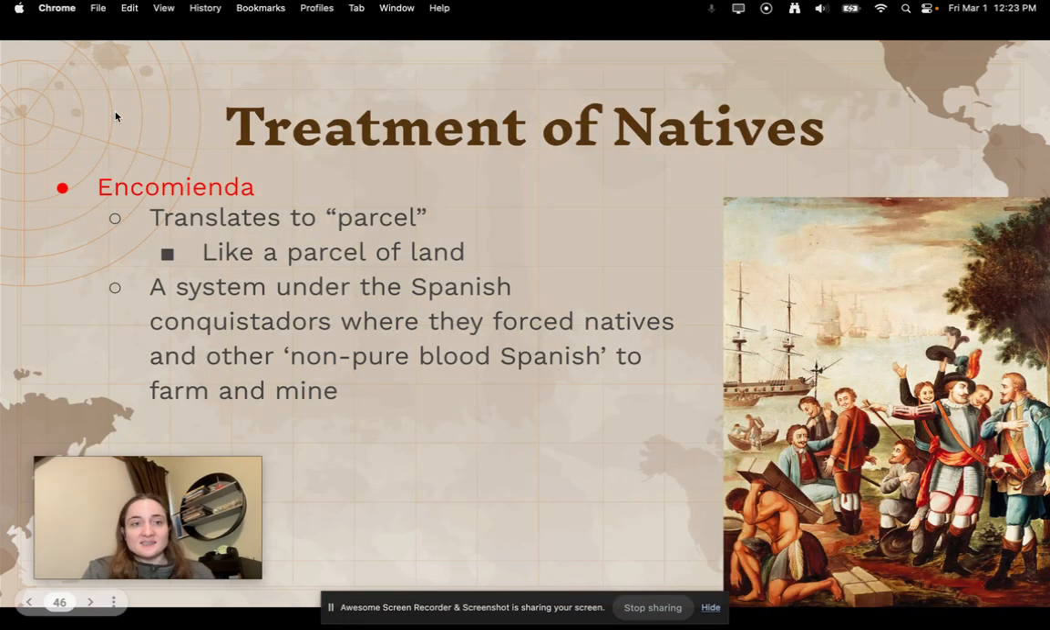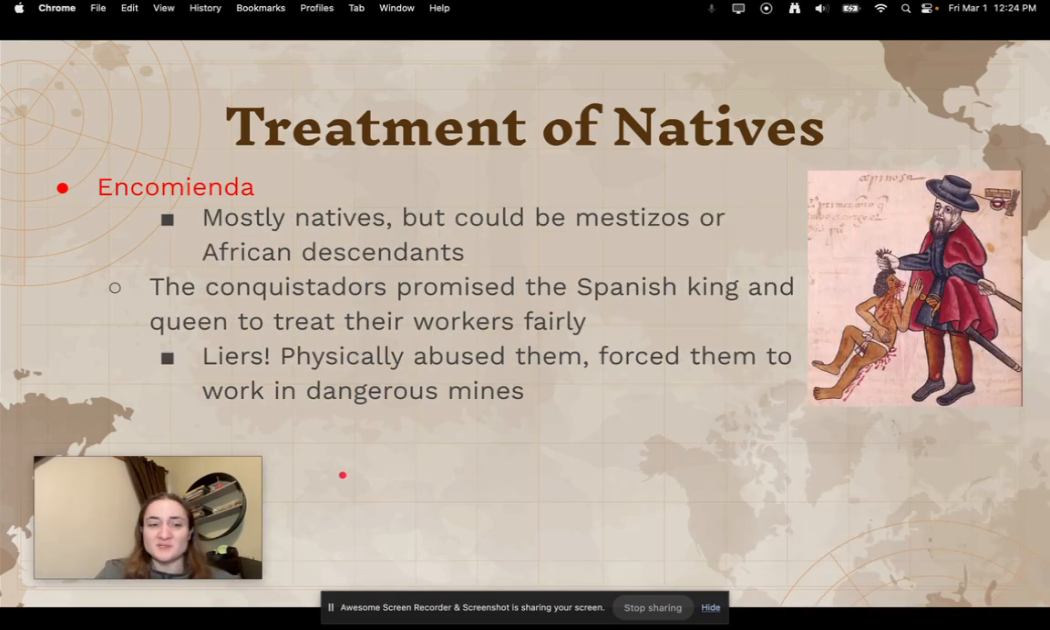So the next thing we'll talk about is encomienda. So encomienda literally translates from Spanish to English as parcel, like a parcel of land. It was a system under the Spanish where conquistadors forced natives and other non-pure blood Spanish to farm and mine. So pretty much it was another form of slavery. So in encomienda, it was mostly natives, but it also could be mestizos or African descendants.